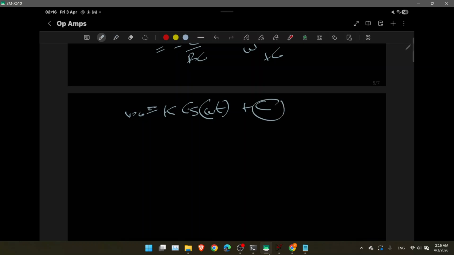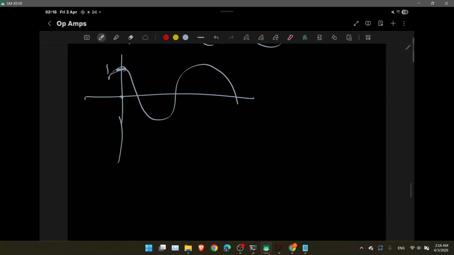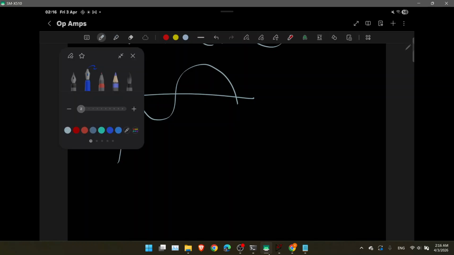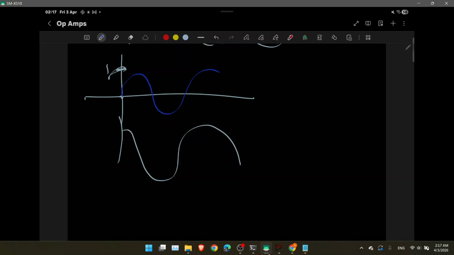So that is the DC offset. The normal cosine function goes between minus 1 and 1. When we have a DC offset, it moves up and down, so it can go to the minus and plus sides. So our input is just a sine wave.